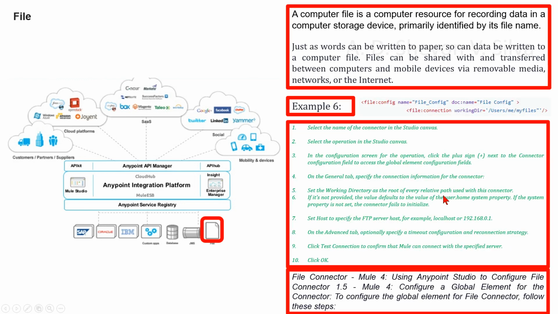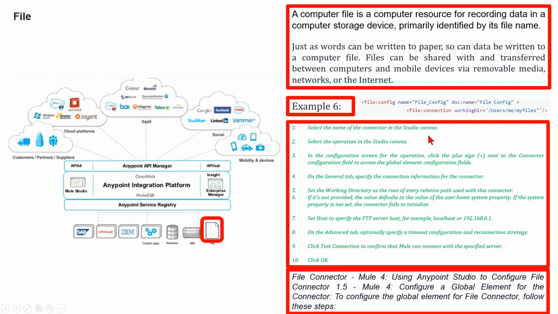Now we are considering configuring a global element for the connection using Anypoint Studio to configure the file connector in Mule 4. When you configure a connector, it's best to configure a global element that all instances of that connector in the app can use. Configuring a global element requires you to configure the FTP server connection. To configure the global element for a file connector, follow the steps.